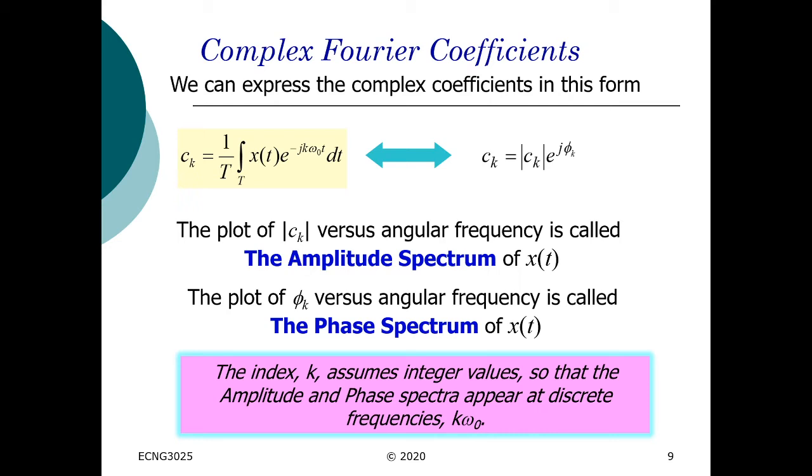Also, the index k assumes integer values, so it cannot take any decimal values. It must always be integers. So that's why the amplitude and phase spectra appear at discrete frequencies noted as k omega naught, where omega naught is the original frequency of the signal.